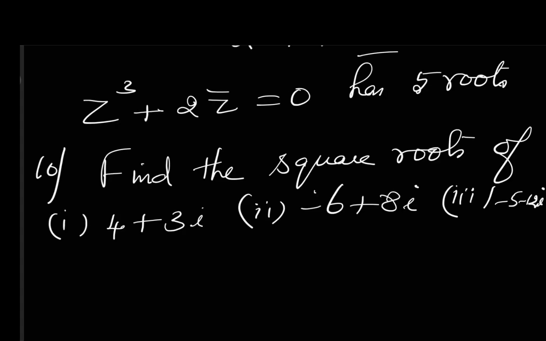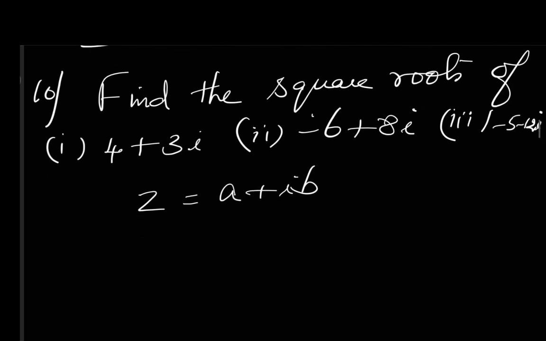Next is the 10th sum. Find the square roots of: first sum, 4 plus 3i; second one, minus 6 plus 8i; third one, minus 5 minus 12i. Let me take a complex number z as a plus ib. I am going to find the square root of this a plus ib.